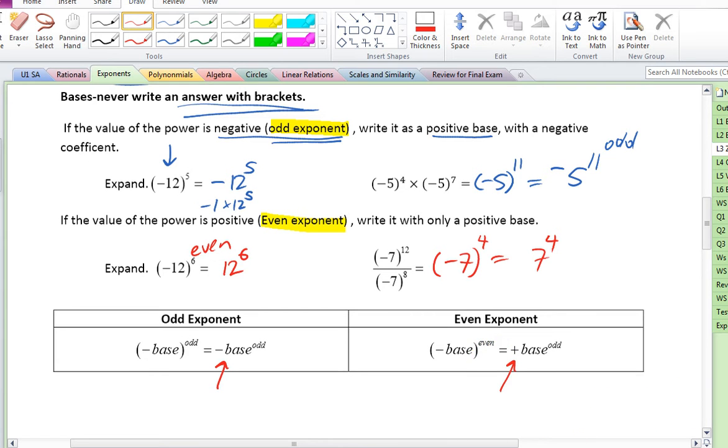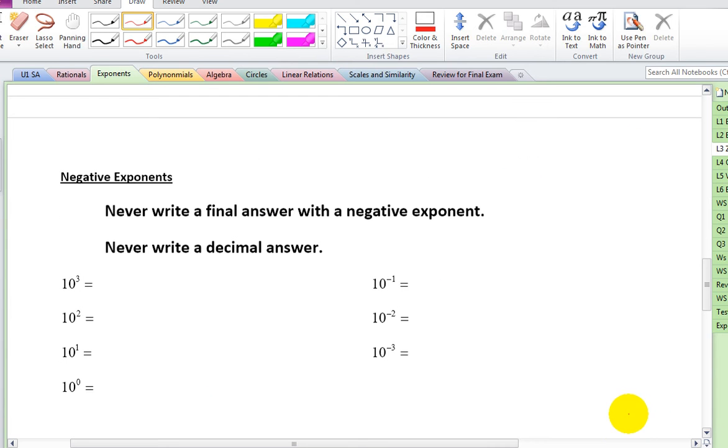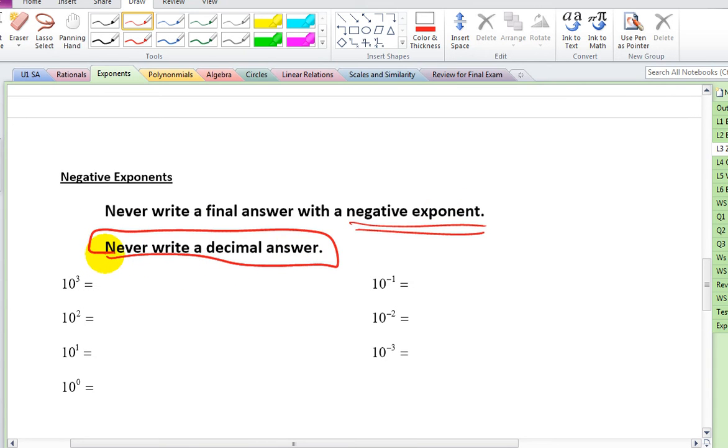I guess I should pause that, eh? So never write an answer with a negative exponent. That's a major no-no. And you decimal calculator lovers, never write decimal answers. We don't want you using your calculator. You need to use your brain. Brain smart, calculator dumb. All right? So never write a decimal answer. I will not give you any marks.